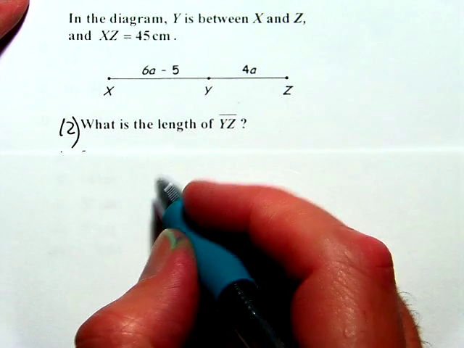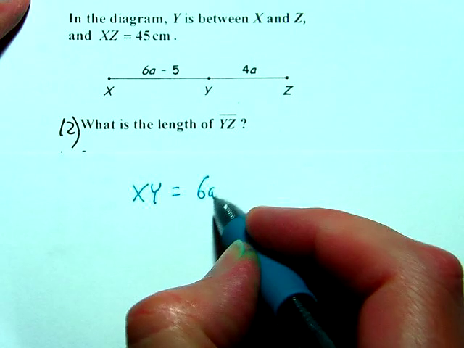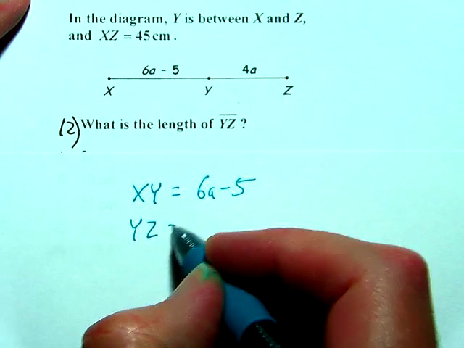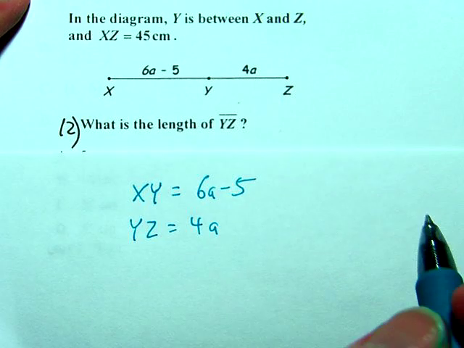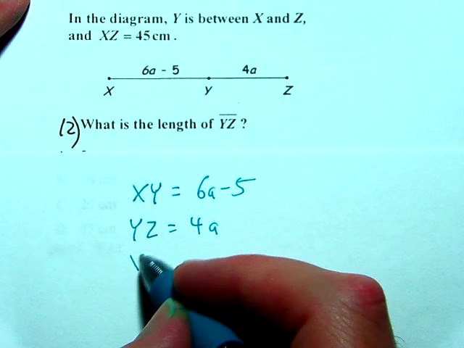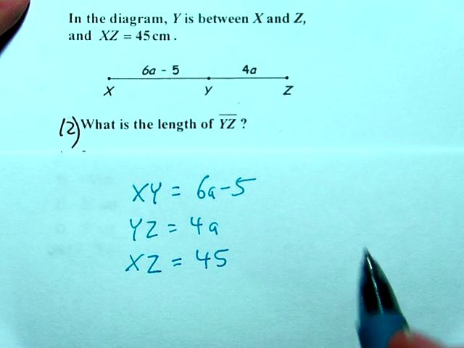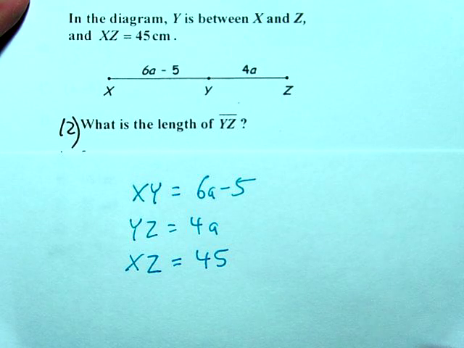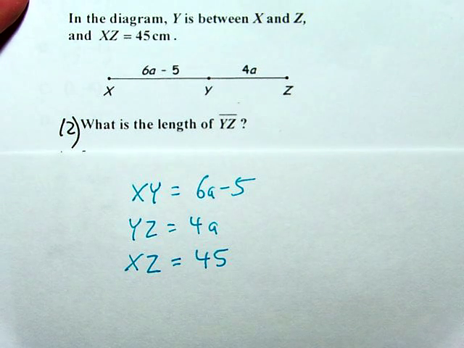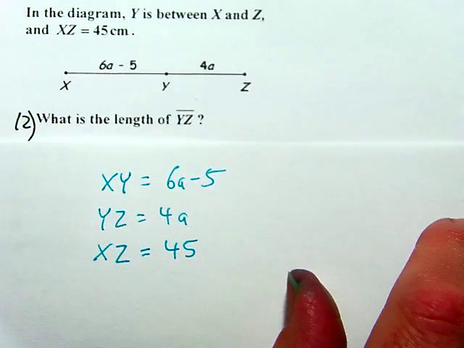So we're told the measure of XY is equal to 6a minus 5, and the measure of YZ is equal to 4a. We're also told in this problem that the measure of XZ is 45. What is the length of line segment YZ? Well, YZ is 4a, so obviously we're going to have to solve for a in order to solve this problem. We've got to remember our segment addition postulate.